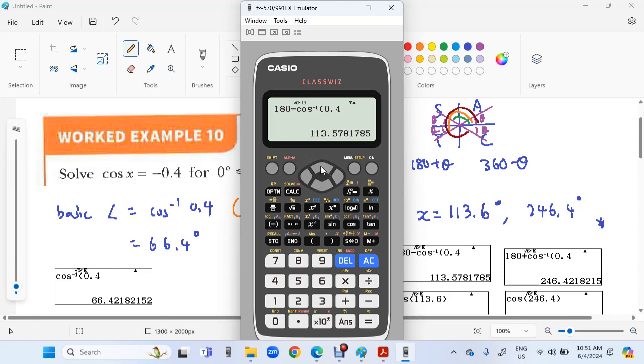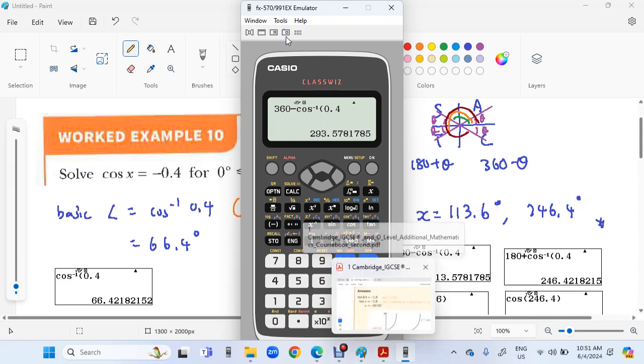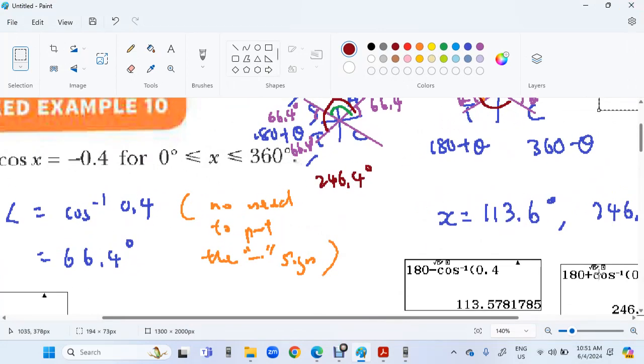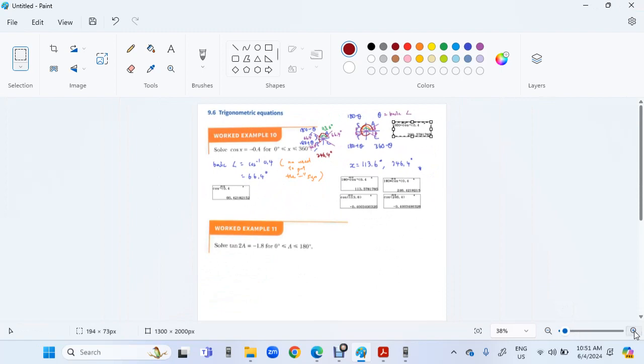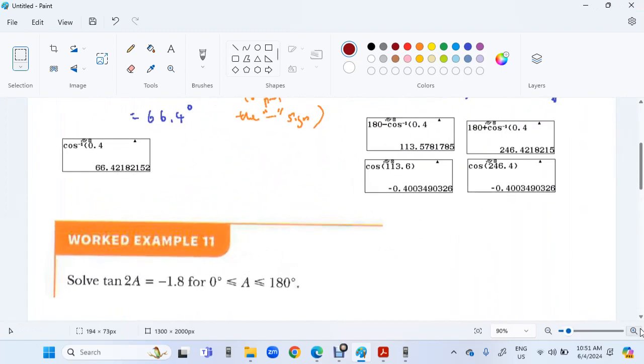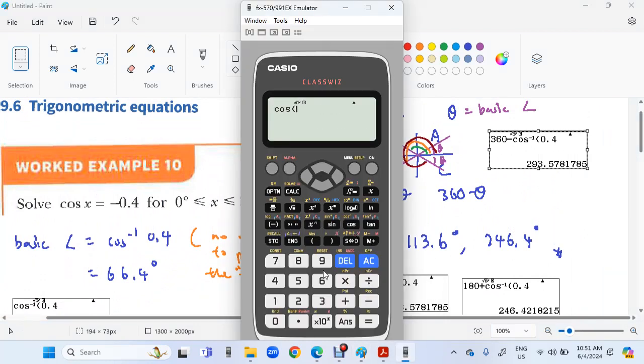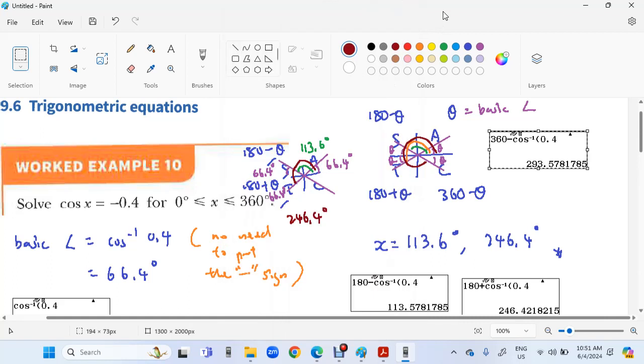If, let's say, I use 360 minus the basic angle, it is 293.6. So this is in the fourth quadrant. If I use the calculator to find the cos of this value, I have the cos of 293.6, and it is 0.4 without the negative.